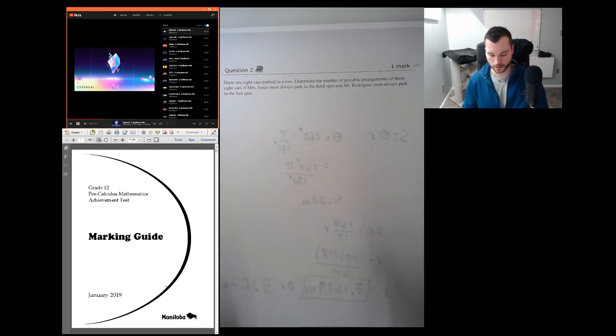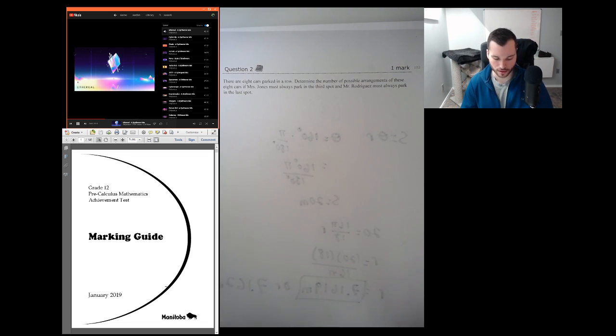Okay, so we got question 2 here. Another calculator. It's a 1 marker, so it shouldn't be that difficult. But let's see what's going on with this one. There are 8 cars parked in a row. Determine the number of possible arrangements of these 8 cars if Mrs. Jones always must park in the 3rd spot and Mr. Rodriguez must always park in the last spot.